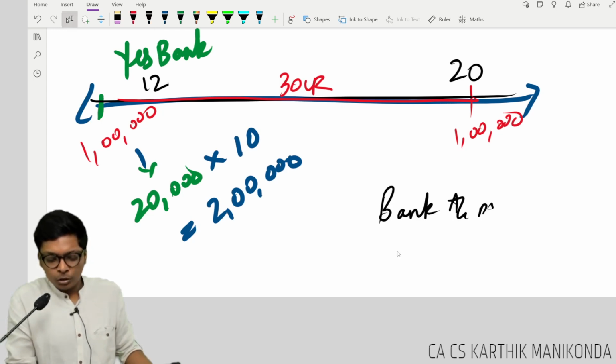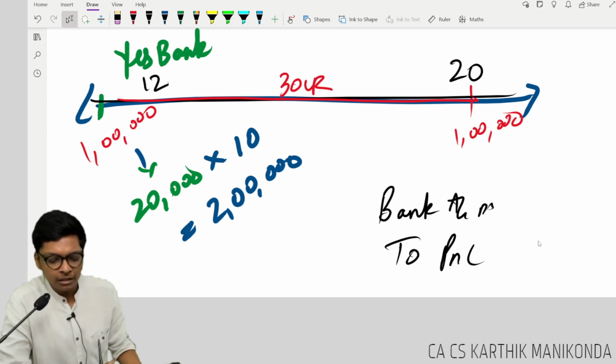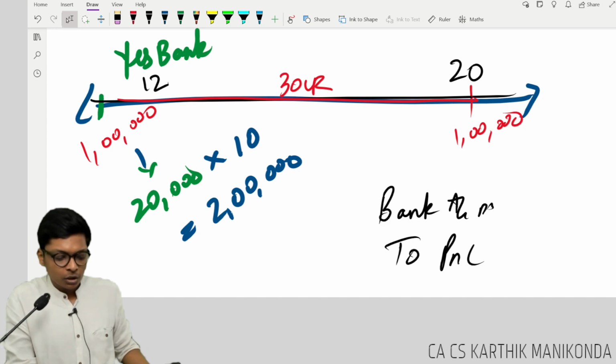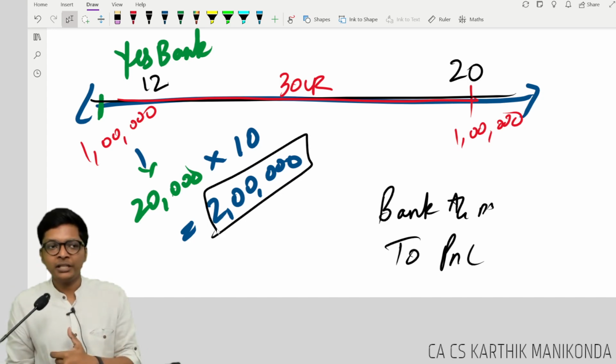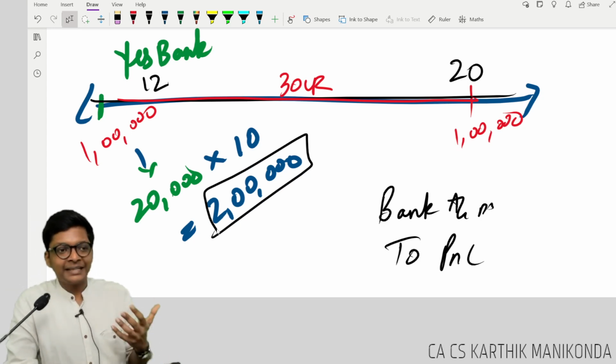Bank account debit to P&L. Straight goes to my other income. P&L, how much? 2 lakhs. Are you following? It goes to my P&L account. Any doubts in this? No. Understanding of. Now what is happening next?